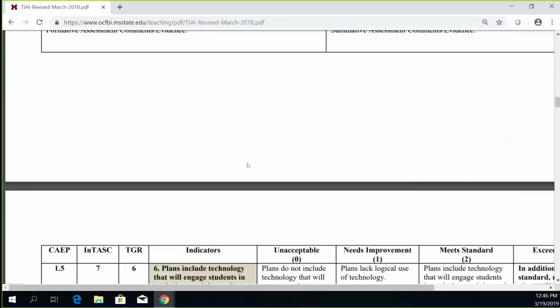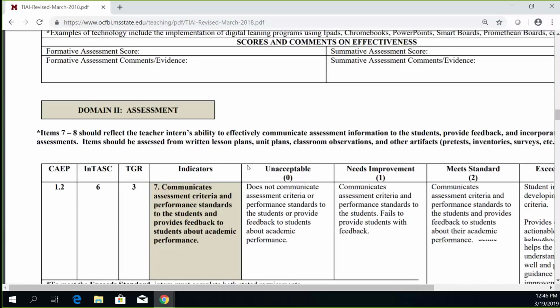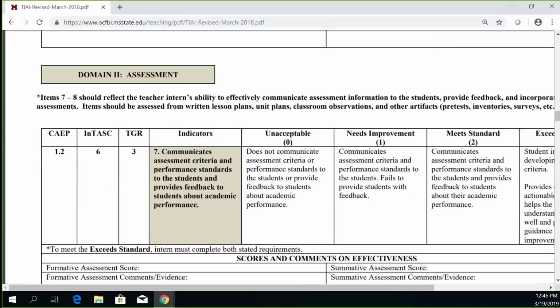Domain 2 is, let's see if we can find it, the assessment. So this deals completely with how you're assessing your objectives. Communicates assessment criteria. So when you're teaching the class and you say, okay, folks, now you're going to do a lecture. You're going to do a speech for me, and this is how I'm going to grade you based on this rubric. You are communicating your assessment to the student. Simple as that.